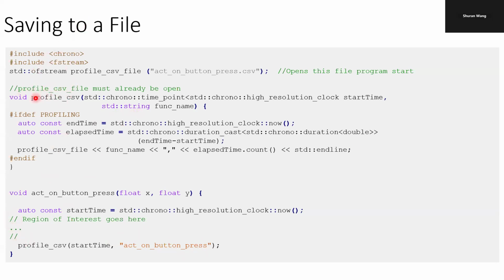And inside the profile CSV, it gets the start time, it gets the string name. Then inside it, we want to do getting the end time, calculating the elapsed time, and saving it into our ofstream. And at the end, we call std::endl. So it's flushed directly into the file.